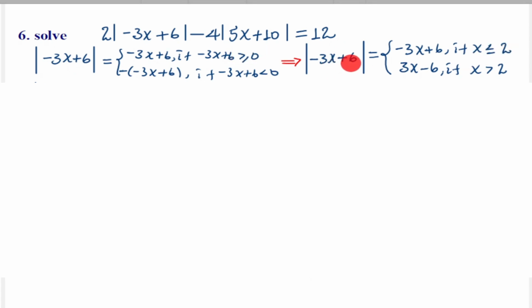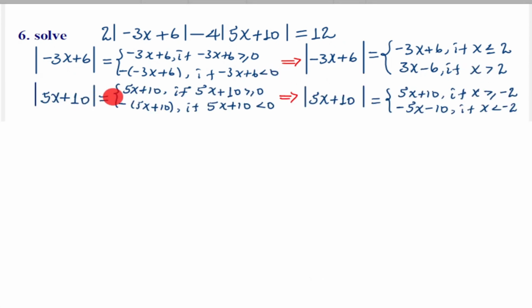The absolute value of minus 3x plus 6 is equal to 3x minus 6 if x is greater than 2. When we bring 6 to the right, it becomes minus 6. Then when we divide by negative 3 on both sides, the less than inequality will be changed to greater than. The absolute value of 5x plus 10 is equal to 5x plus 10 if 5x plus 10 is greater than or equal to 0, and minus of 5x plus 10 if 5x plus 10 is less than 0.